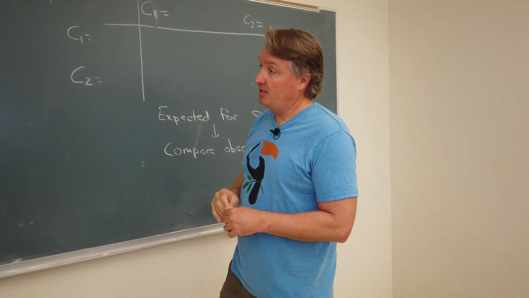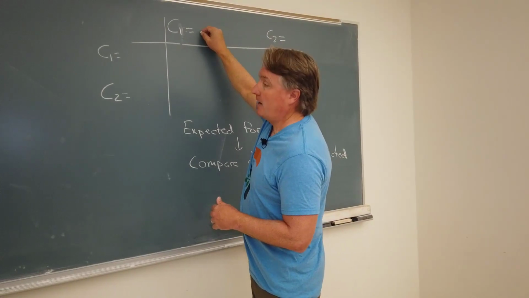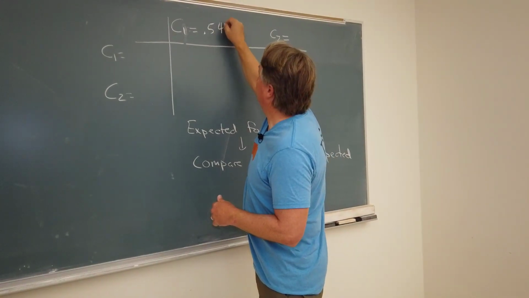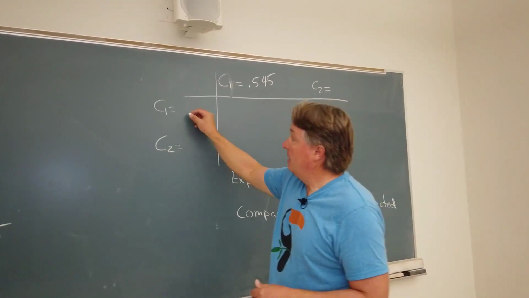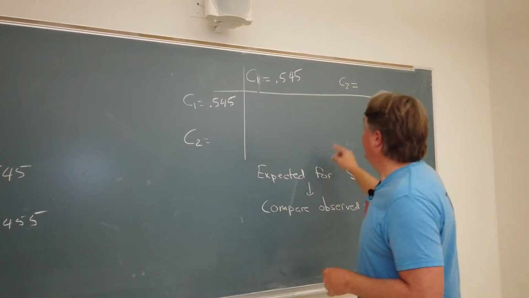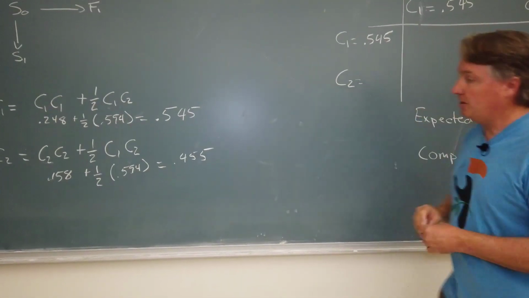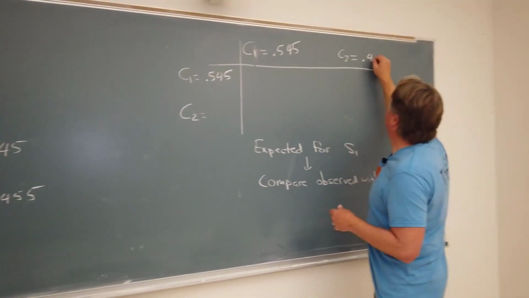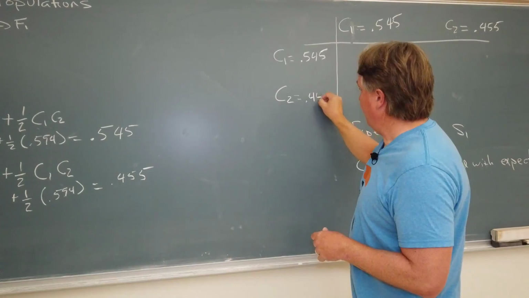And so in this case here, the C1 allele occurred at a frequency of 0.545, so I'm just going to put that number up there. That just came from our calculation we just did. I'm going to put the same value here, 0.545. Then the C2 allele also came from our calculation here, that's 0.455. And then C2 here is also going to be 0.455.